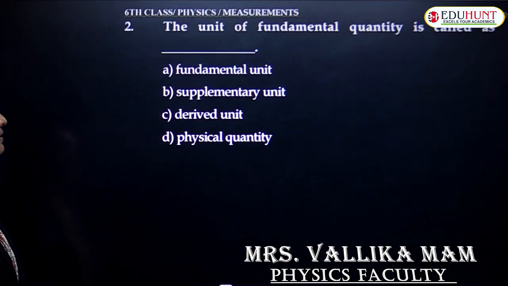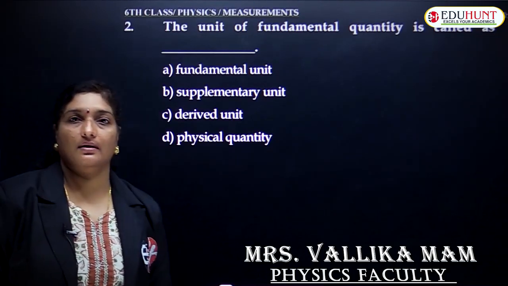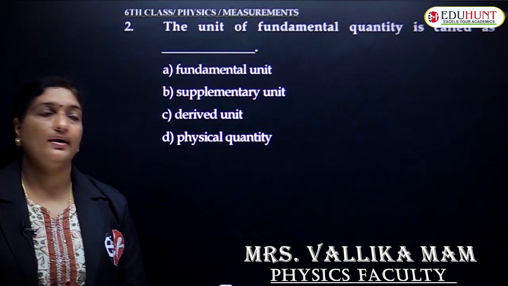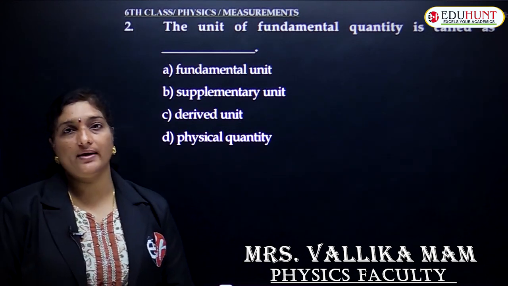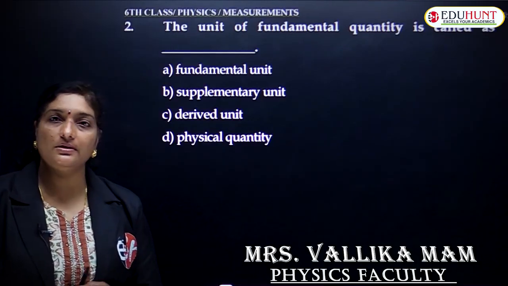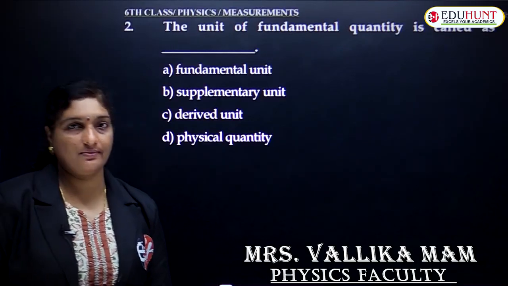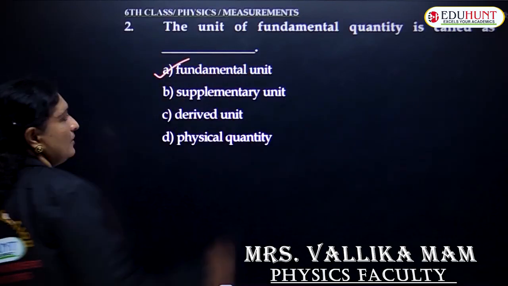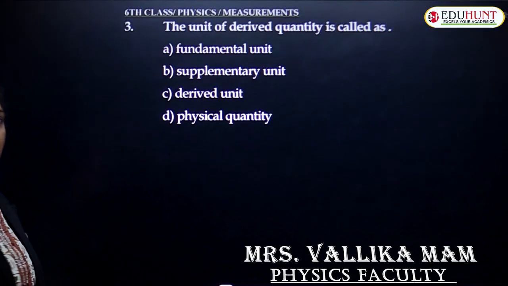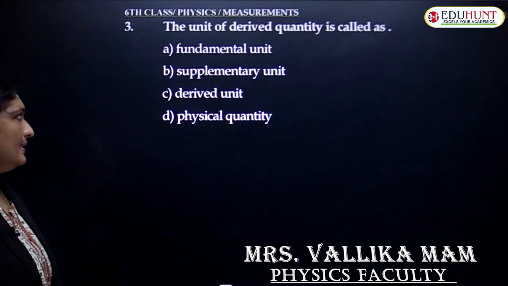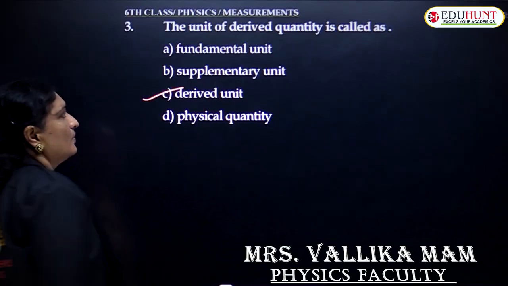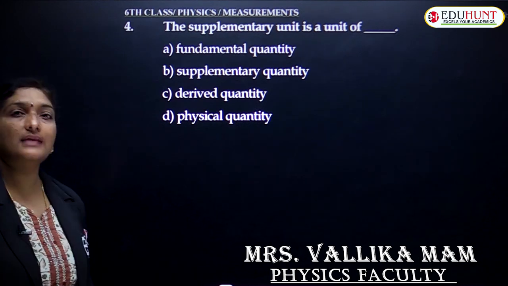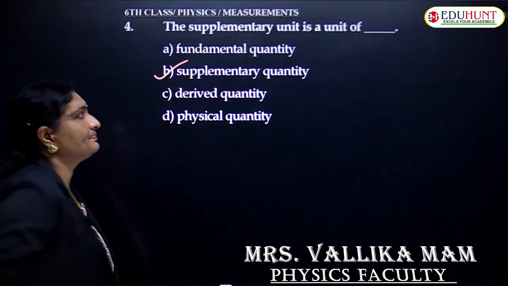Moving ahead, the unit of fundamental quantity is called. Children, earlier I already told you that the units of fundamental quantities are called fundamental units. The units of derived quantities are called derived units, whereas the units of supplementary quantities are called supplementary units. Hence, the unit of fundamental quantity is called a fundamental unit is the correct option. Next, the unit of derived quantity is derived unit, option C. Moving ahead, the supplementary unit is a unit of supplementary quantity, option number B.